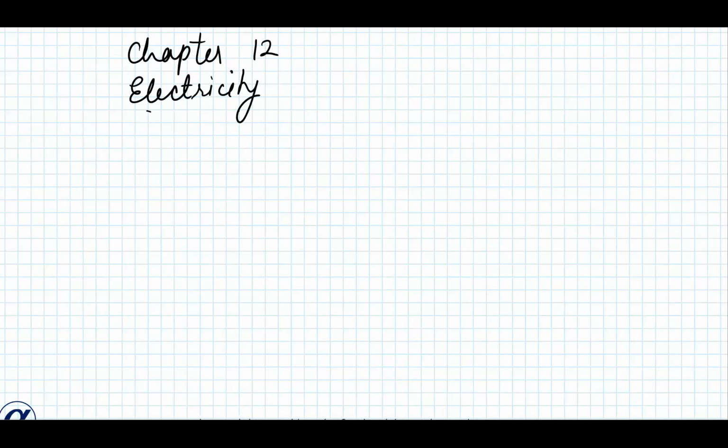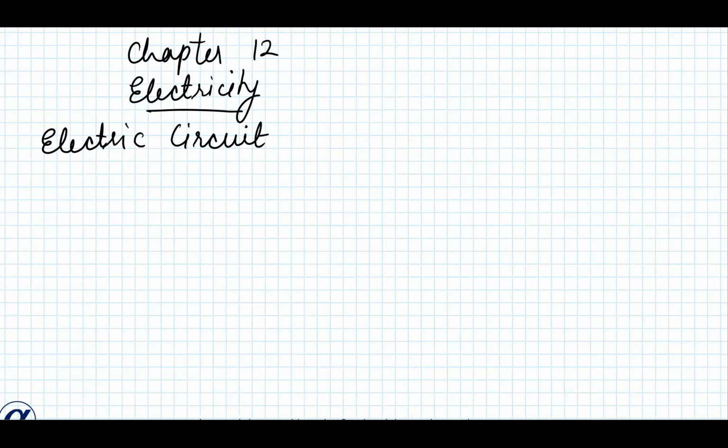Okay, so chapter 12, electricity. Some basic terms which you might have heard in previous classes, but we'll be doing these terms and discussing these terms again. So first of all, electric circuit.